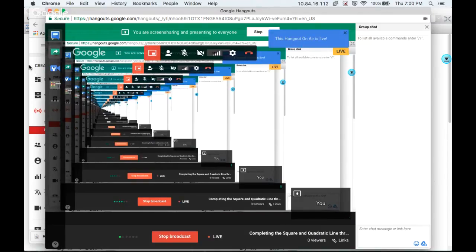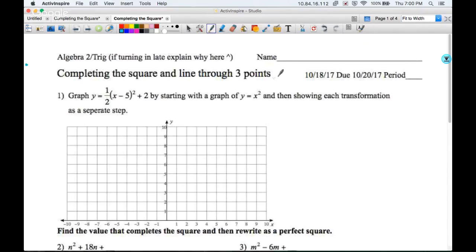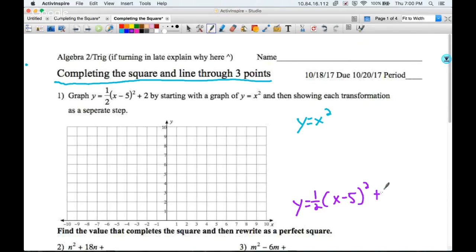Let's, this will be the answer key for completing the square in line through 3 points. I'm going to just go through one of each question type to make sure that we're getting this. For number 1, we want to start with the graph of y equals x squared and then transform it into the graph y equals 1/2 (x minus 5) squared plus 2. And I want to do that one step at a time.